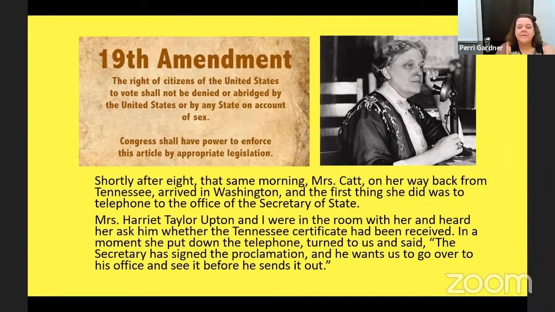Mrs. Harriet Taylor Upton and I were in the room with her, and heard her ask him whether the Tennessee certificate had been received. In a moment, she put down the telephone, turned to us and said, "The secretary has signed the proclamation, and he wants us to go over to his office and see it before he sends it out."